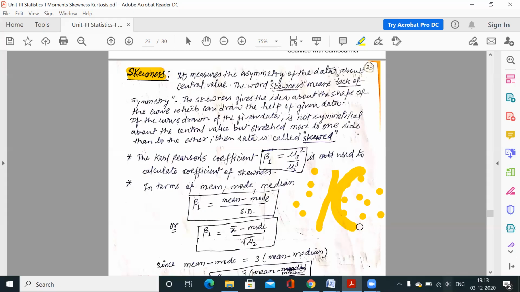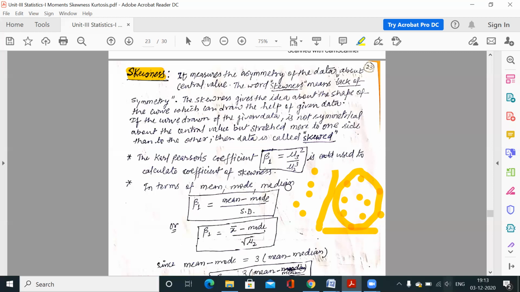We say that data is right skewed or left skewed based on which side we have more points. If on the right hand side we have more points, we say that the skewness is positive, and we say it is right skewed data. On the right hand side we have more points, so it is right skewed data, or the skewness is positive.